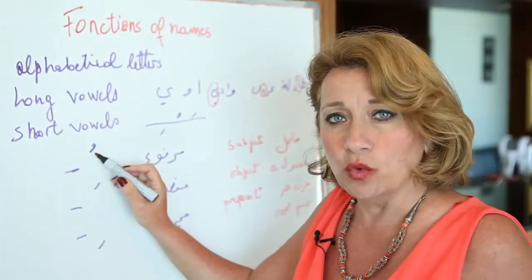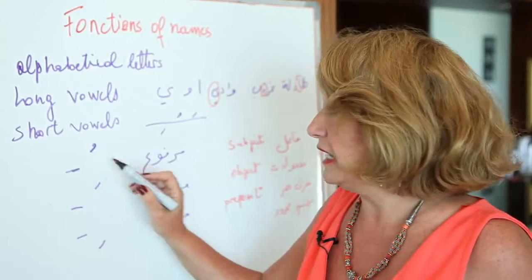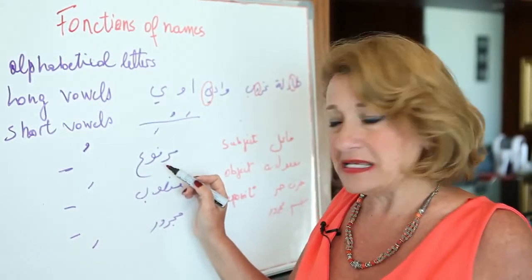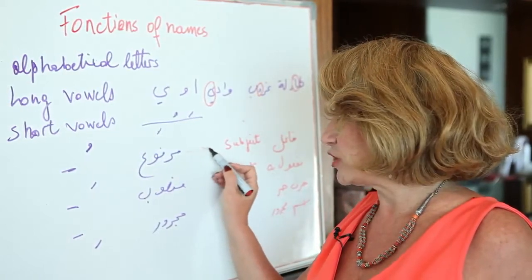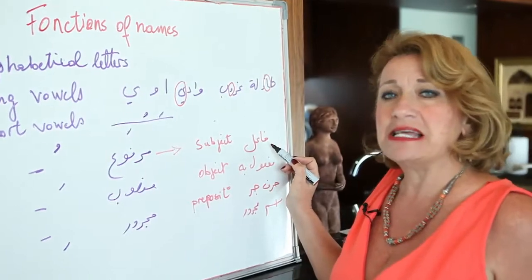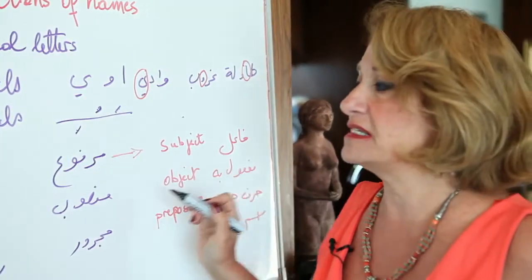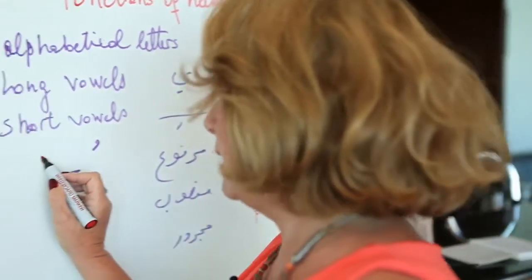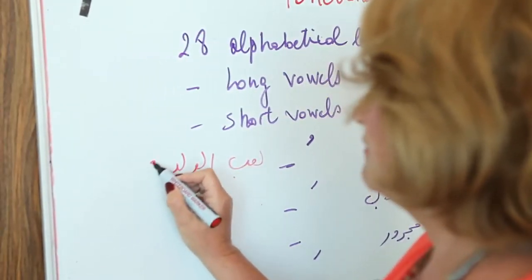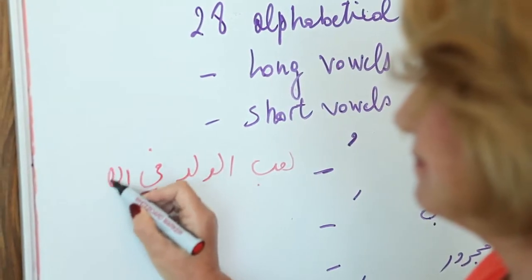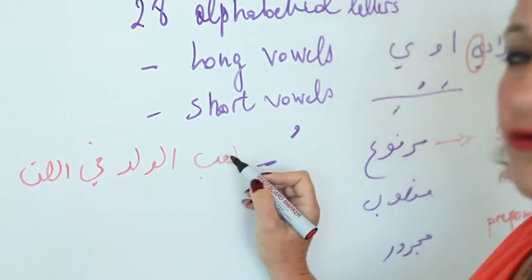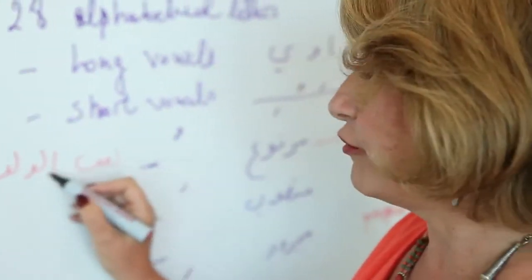When you see U at the end of the word, it means it is marfu'. And this always is a subject. When it is marfu', it is a subject. Subject is fa'il. Like for example, we say لعب الولد في الصف. لعب is the verb. We're not talking about the verb today. We will go later for the verb.